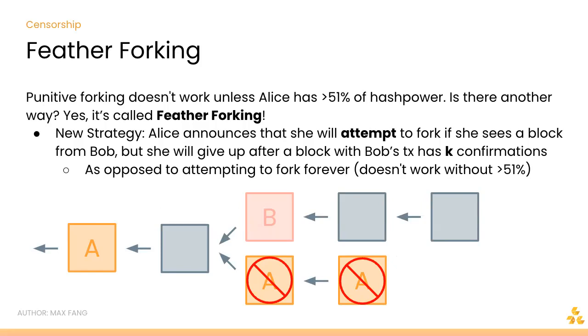So that brings up the question, are there any other strategies for forking that don't require 51% of the pool? That brings us to feather forking, which essentially entails that I'm going to look for K confirmations, meaning how many blocks. For example, if K equals 1, if one block builds on Bob's pool, then I'm just going to give up and call it quits.